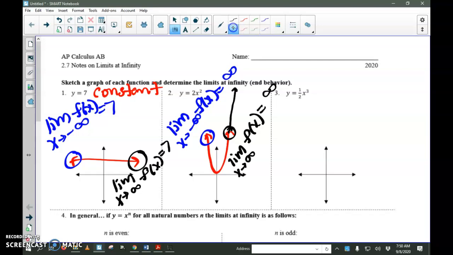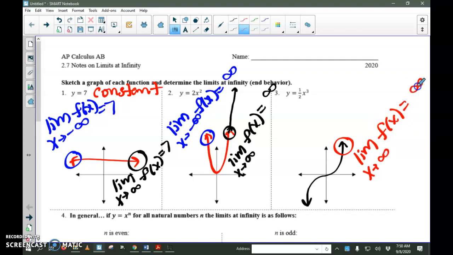All right, last example for the basic functions. I have y equals 1/2 x cubed. So x cubed looks something like this, and the 1/2 is going to vertically compress that. So again, we're looking at the end behavior, and I should have done that in red. My apologies. So the end behavior on the right side, again, the right side end behavior means we're looking at the limit as x approaches positive infinity for my function, and that is going to be equal to infinity.